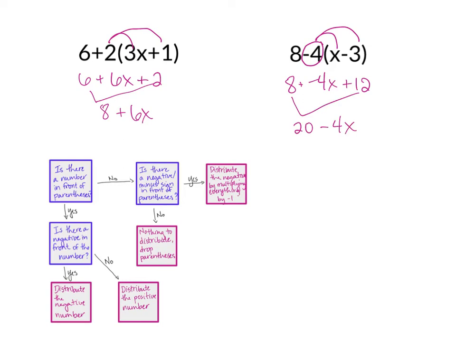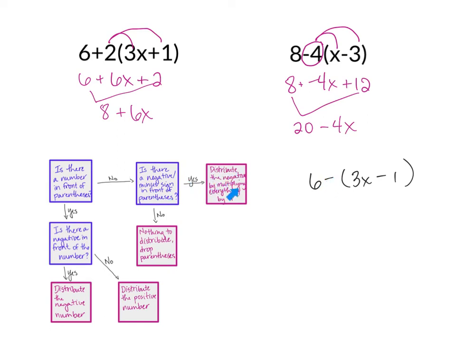The last situation on here, I didn't put an example of, but I'm going to go ahead and put one. So let's say I have 6 minus 3x plus 1. Actually, let's do that as minus 1. So now we need to look back at the flow chart, because this one throws people off a lot too. Is there a number in front of the parentheses? Directly in front? No, there is not. Is there a negative or a minus sign in front of the parentheses? And in this case, yes, there is.